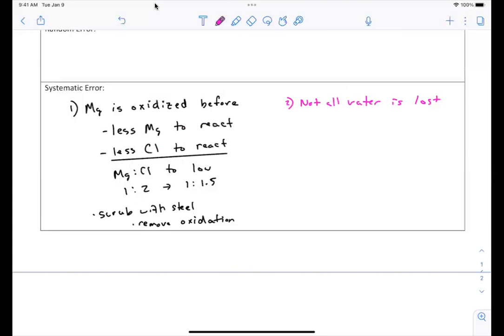Too high. So, your final mass will be too high, which means your mass of water is too low. Because if you didn't get rid of all the water, then the mass that you thought was just pure solid has some water attached to it. So therefore, it'll be too high. And then the mass of the water is too low. And then your X value is too low.